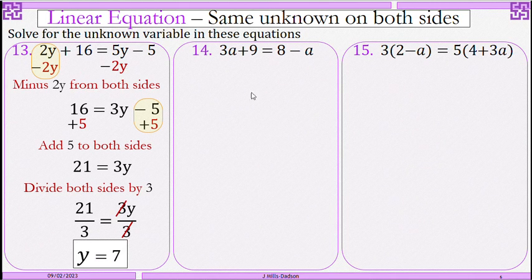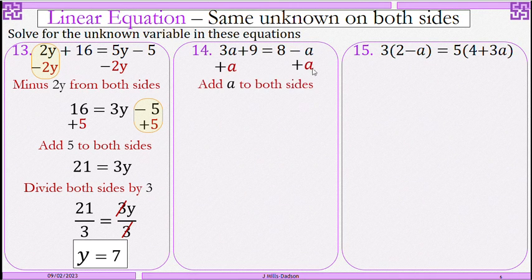Let's look at the next example. Here, there are 3 lots of a on the left, and we have a negative 1a. So there are more on the left than the right. So we're going to push all the a's on the left. We do that by reversing it. Minus 1a. To reverse that is to add a to both sides.